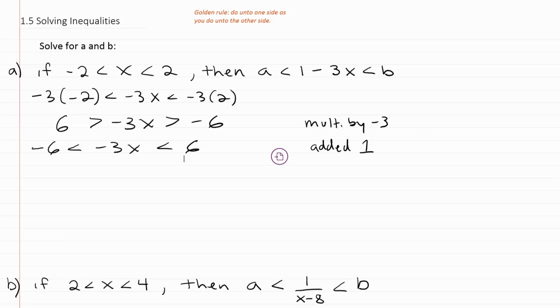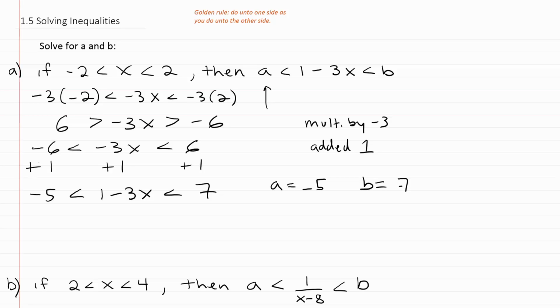We like to put the statement running from left to right in the proper order like it would on a number line. Now from here, I need to do the add 1 step. So I'm going to add 1 to every piece, right? So all sides of the inequality, I add 1. We'll get -5 is less than 1 minus 3x is less than 6 plus 1, or 7. And now we can see that our a term in this statement is equal to -5, and our b term in that statement is equal to 7.